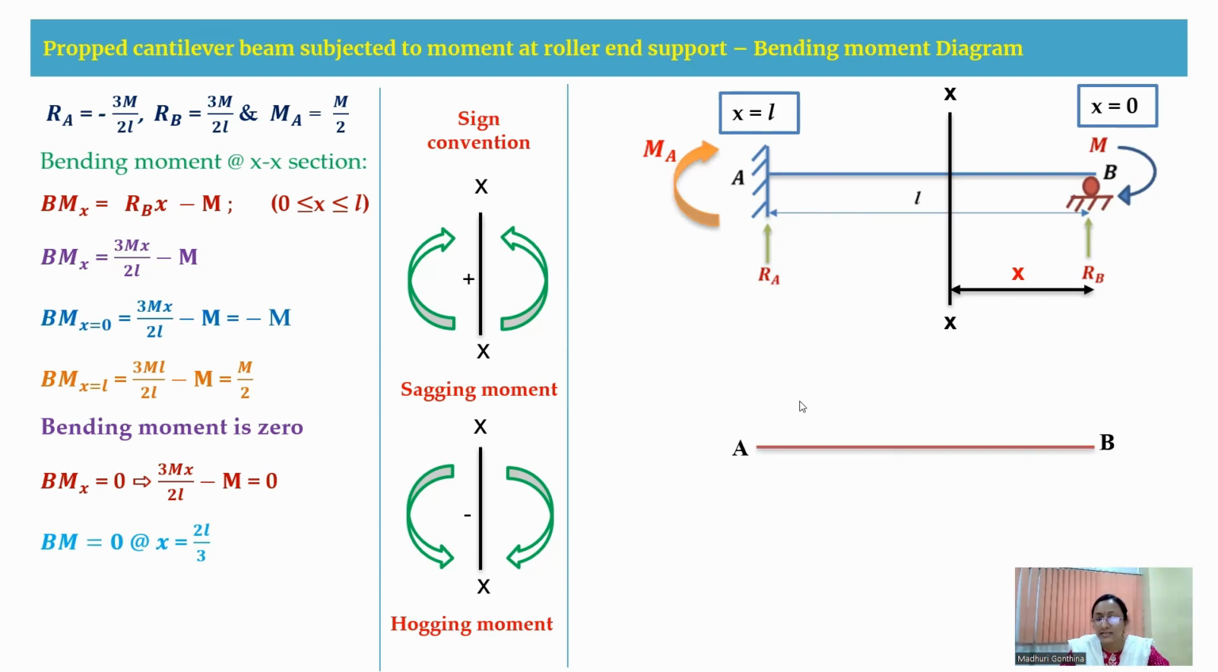After getting all these values for the bending moment and the X distance also, we'll just plot the figure. So this is an AB span, and at B I'm having the moment to be M, which is negative, and at A I'm getting a moment to be M by 2, which is positive, and at some distance, that is X is equal to 2L by 3 from B, I'm getting the moment to be 0. So this is how you are going to draw the bending moment diagram.